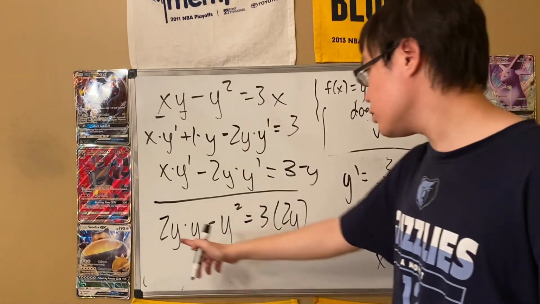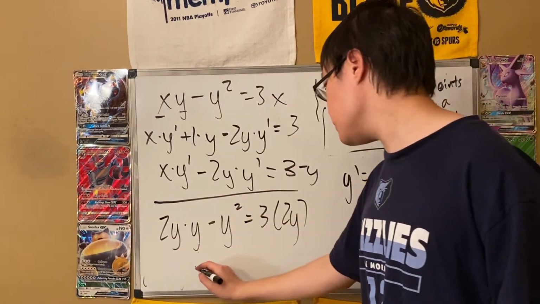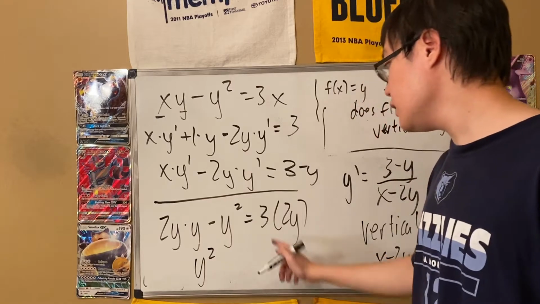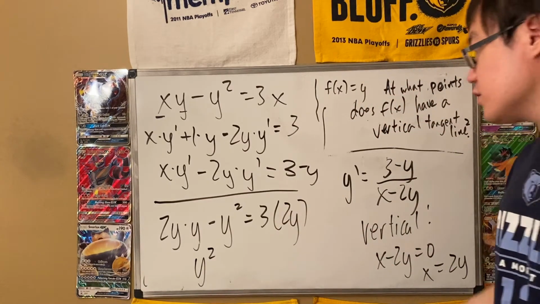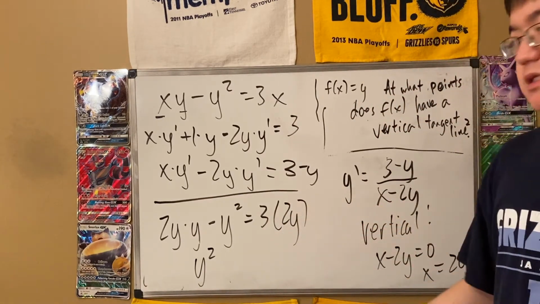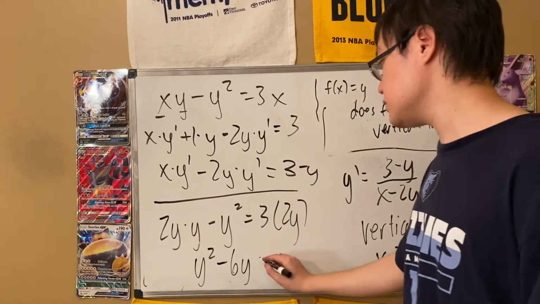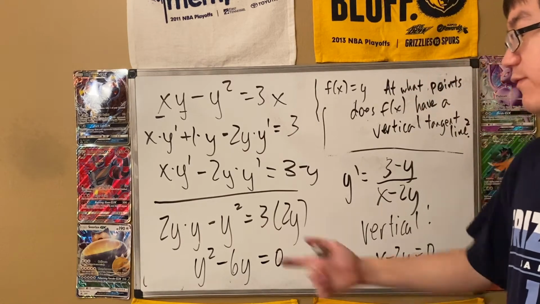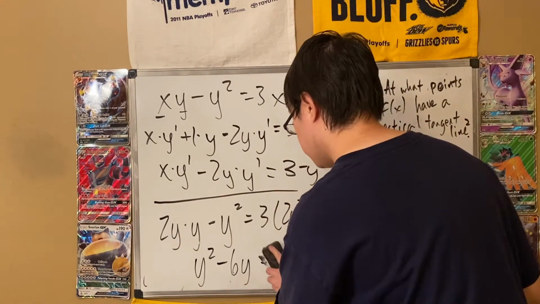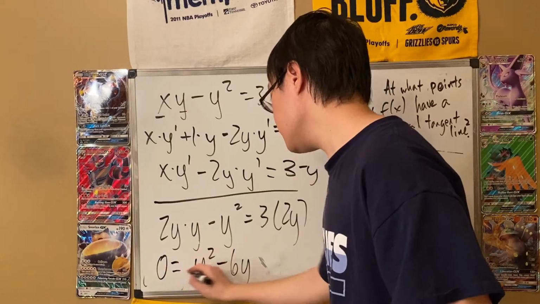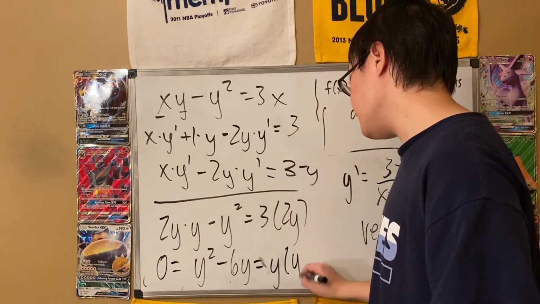Then it looks like we have 2y squared minus y squared, so it looks like we just have y squared on this side. We're going to bring everything over because we want to factor everything, so 3 times 2 is 6, of course. Bringing it over is minus 6y. What's the solution of this? Because this will be equal to 0. Well, it looks like if you factor this, let's bring the 0 to the other side. It's going to be y times y minus 6.